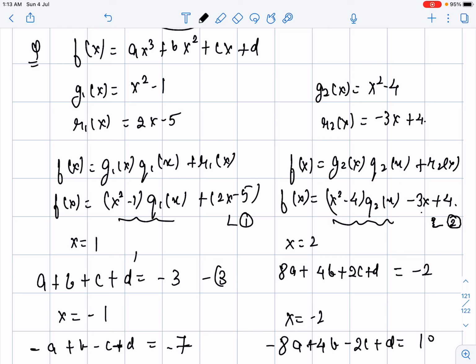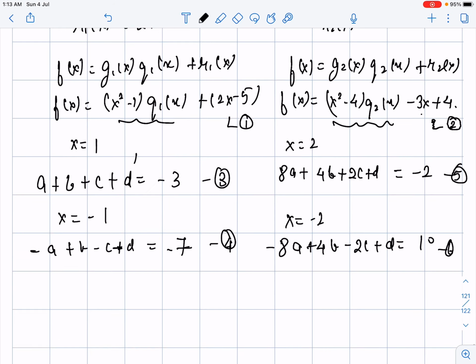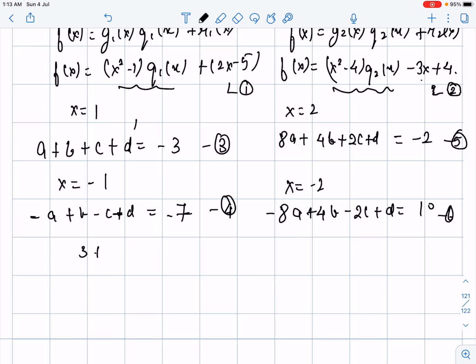Let it be the third equation, the fourth equation, the fifth equation, and the sixth equation. Hope you guys would have got my point. Now guys, we'll add the third and fourth equations. So we'll get twice of b plus twice of d is equal to minus 10. That is, b plus d is equal to minus 5. This is a very important equation we have generated over here.